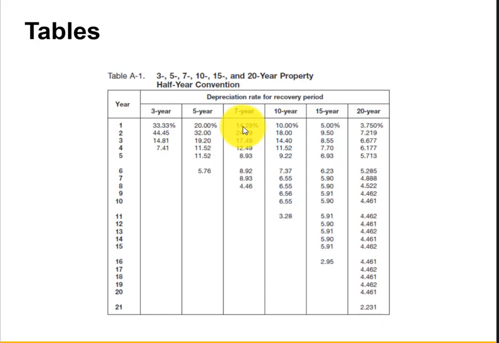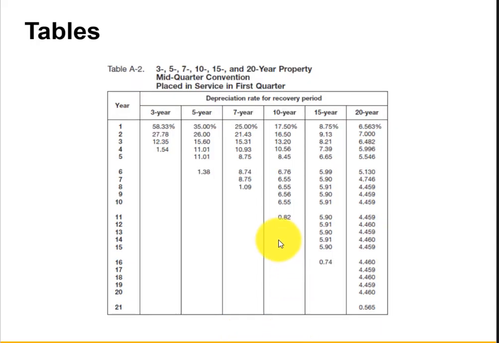Take the cost. Year 1, you multiply by 14.29%. Year 2, 24.49, and so forth. Remember, I told you this is half-year convention. This is everything unless you bought too many assets in the last quarter of the year. Then you have to apply the tables that are for the mid-quarter convention. And there's 4 of these.